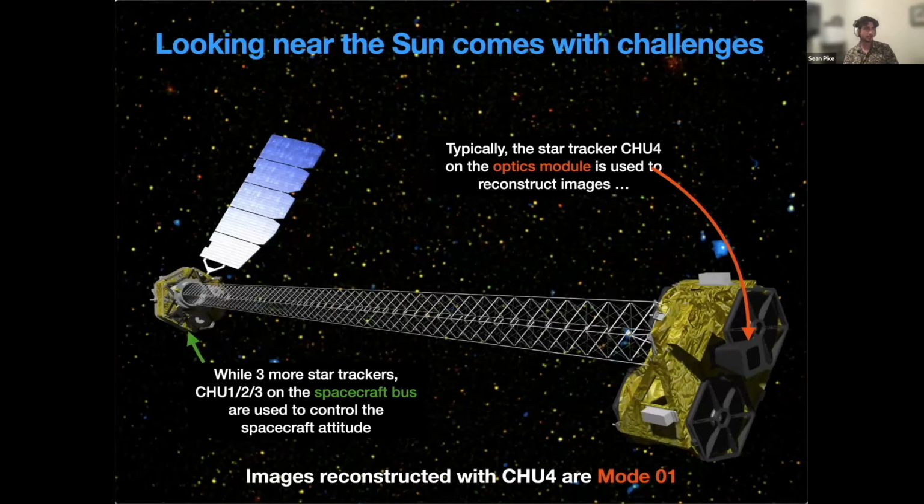So generally speaking, when NuSTAR observes a source, typically the star tracker on the optics module on the right here is the one that's used to reconstruct images. This is known as CHU4. CHU stands for camera head unit. While there are 3 other star trackers on the spacecraft bus that are used to control the spacecraft attitude. And images reconstructed with CHU4 are known as mode 1 data. So that's the scientific data that most of us are probably used to dealing with.